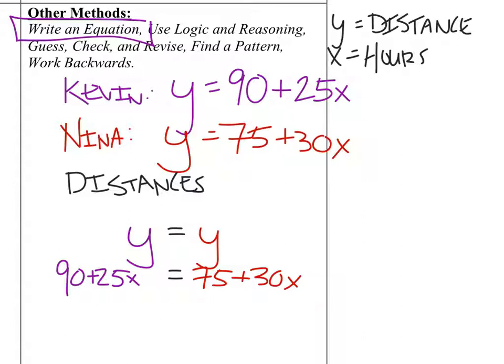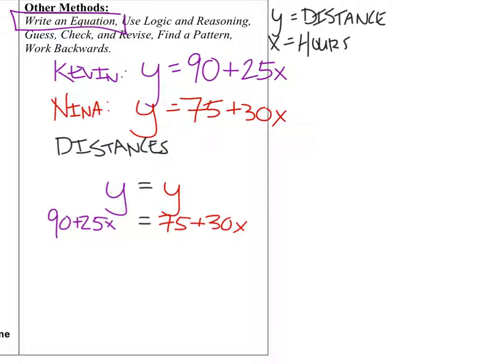This should look exactly like some of the equations we did last time. All we need to do now is solve for x. I would be subtracting 25x from both sides of the equation. Minus 25x. And now I've got 5x.